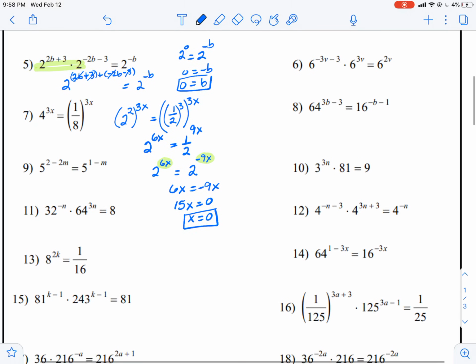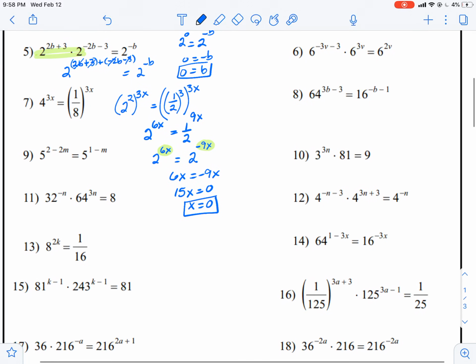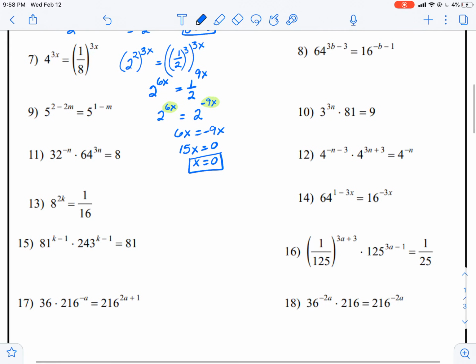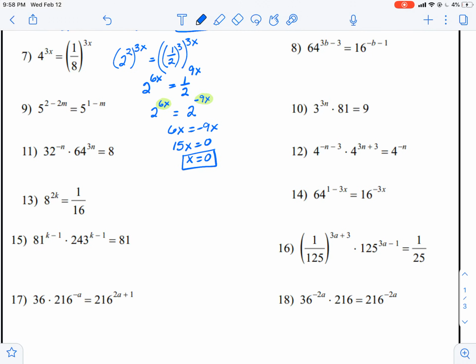Okay, let's see which one I want to do. I'm going to skip on down here. Let's just look at 15. Again, we've got 81, 243, and 81. So right off the top of my head, and hopefully you can think of it, I can do powers of 3. So 3 times 3 is 9, times 3 is 27, times 3 again would be 81. So 3 to the 4th is 81.